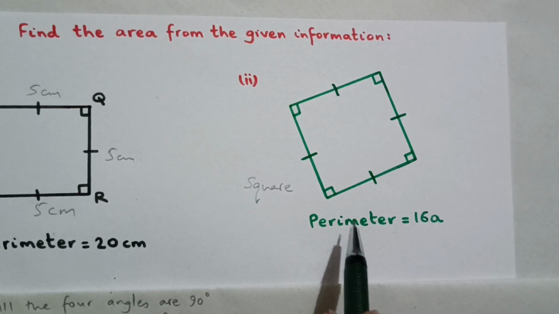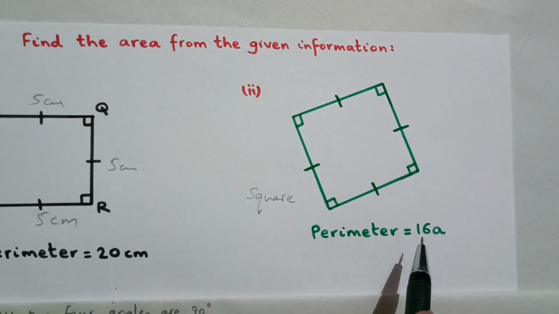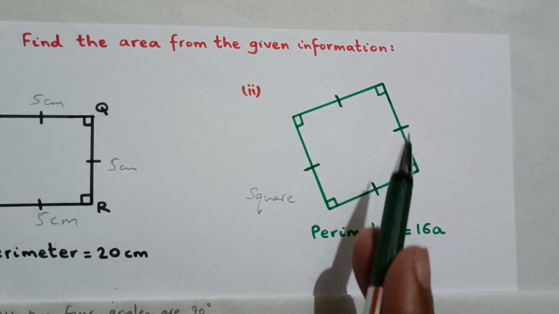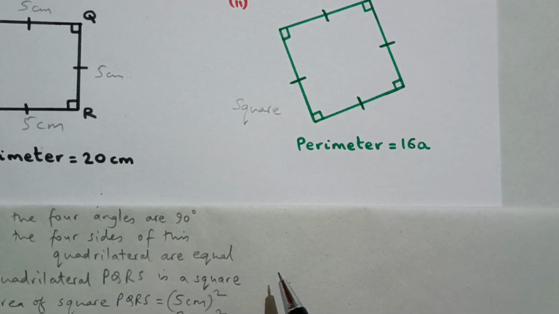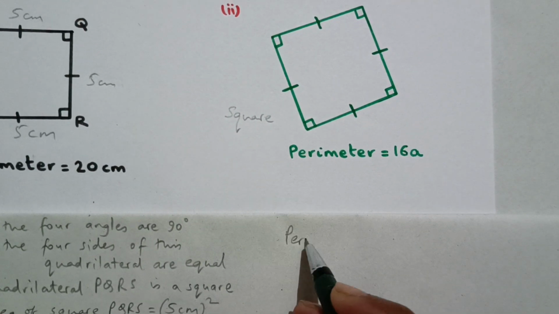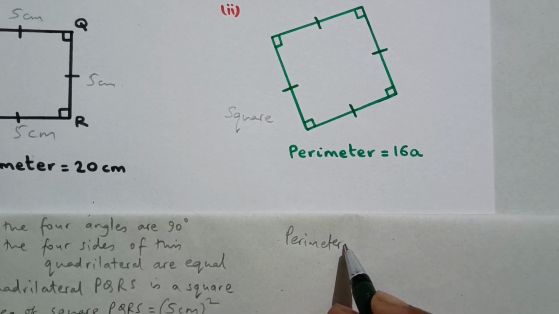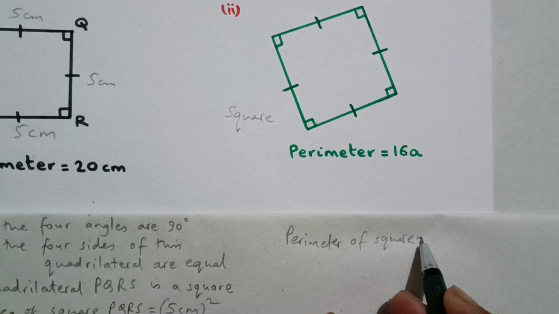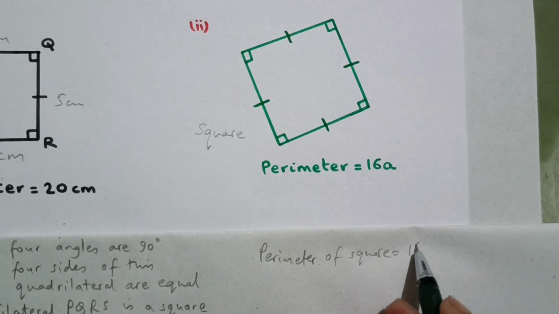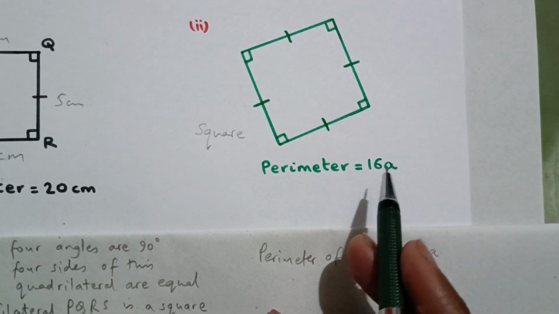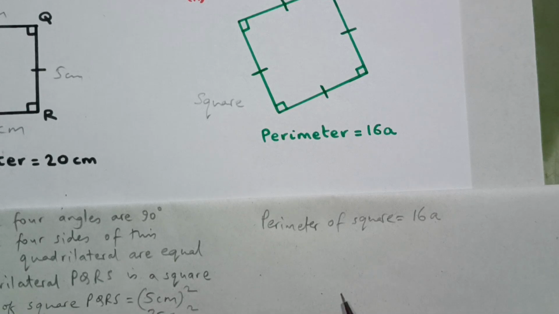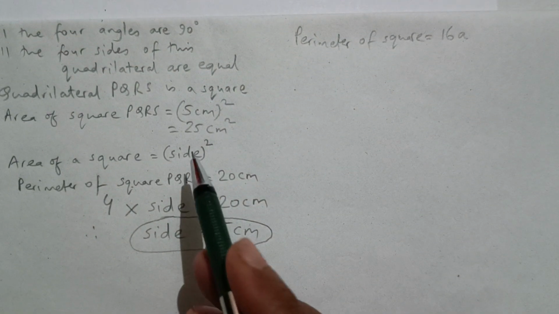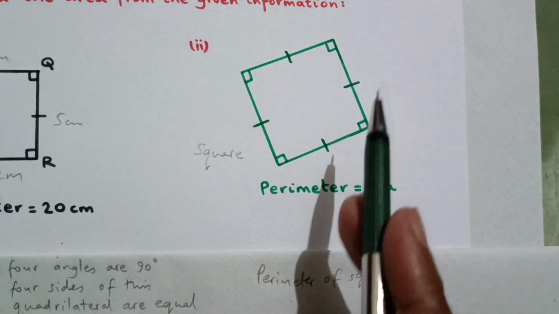Now I know that perimeter of this diagram is 16a. Now this diagram is a square. So perimeter of this square is 16a. This information has been given to us. So from here I will find the measure of each side of this square.